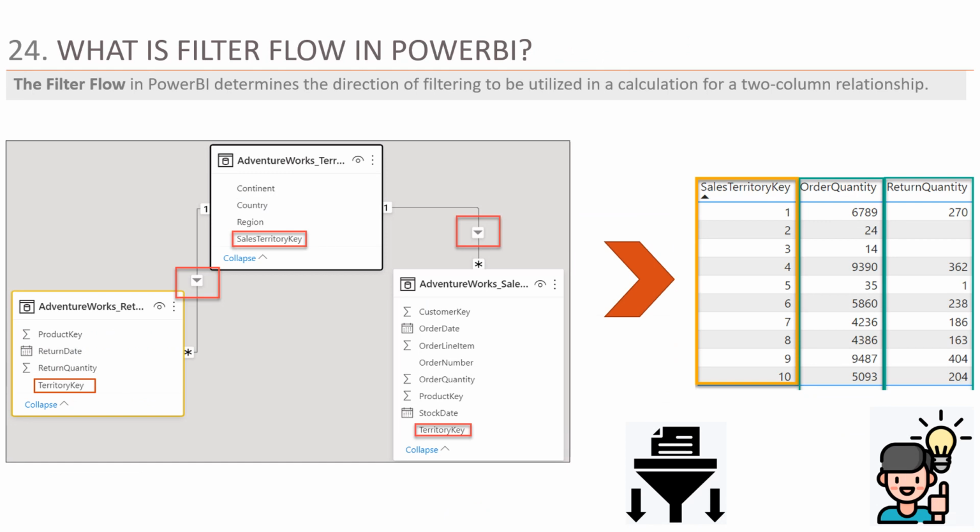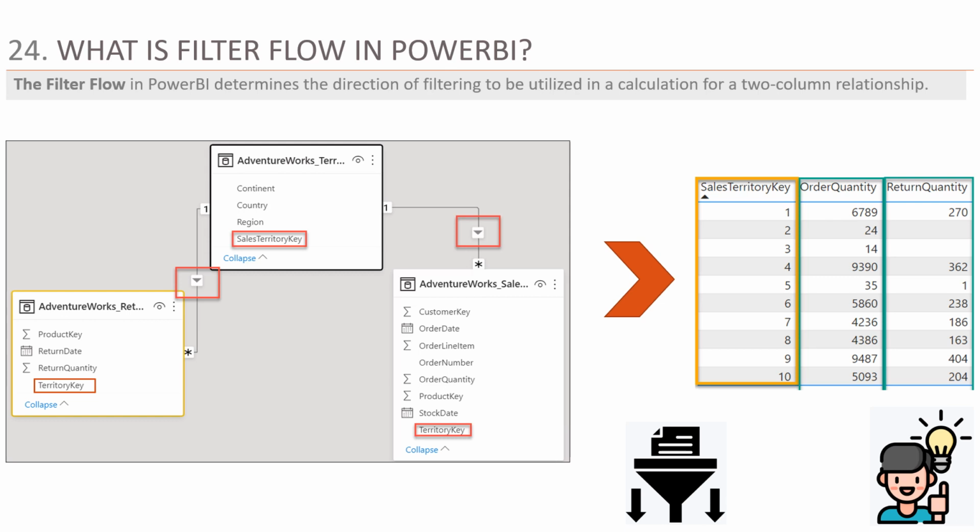Question number 24. What is filter flow in Power BI? The filter flow in Power BI determines the direction of filtering to be utilized in a calculation for a two-column relationship. In filter functionality, an analyst can select specific fields or values within fields and view only the information related to that. In the example shown above, the filter functionality filters out both sales and returns data using the territory key field from territory lookup table.